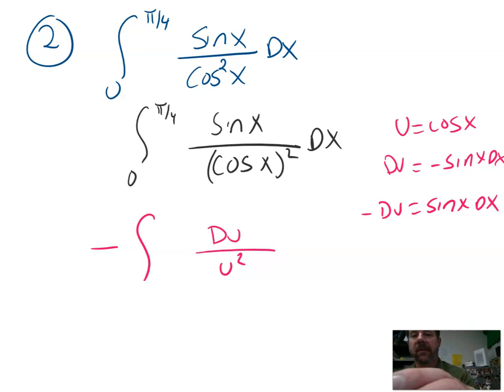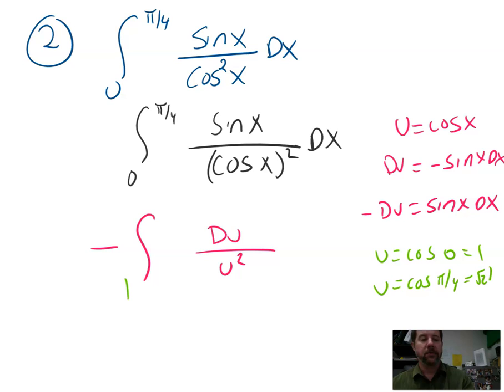Those are limits in terms of x. So as soon as I go to u, I've got to change my limits in terms of u. If I plug in u as cosine of 0, cosine of 0 is 1. So I've changed that limit. u equals cosine of pi fourths, and cosine of pi fourths is root 2 over 2. So this is root 2 over 2. And that really is just saving me a step down the road if I were to go back and turn to x's.